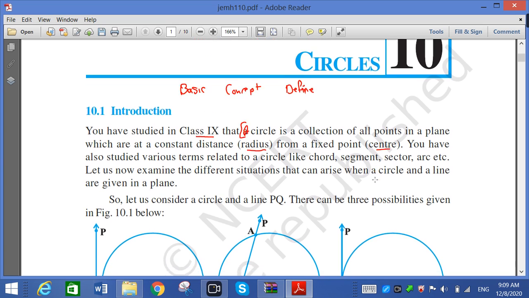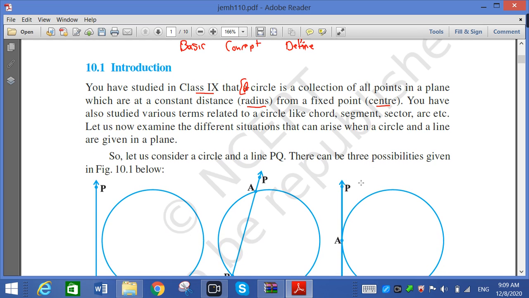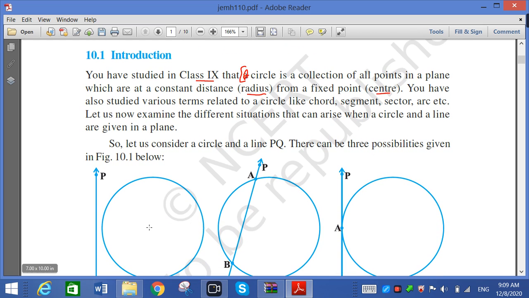Now if you see, here we draw one circle, and here the center we can say O. So the definition means a circle is a collection of all points in a plane which are at a constant distance. So this is our constant distance, here we can say radius. Every time it is the same, the distance is the same every time. And O is called the center. So that is the definition of a circle.